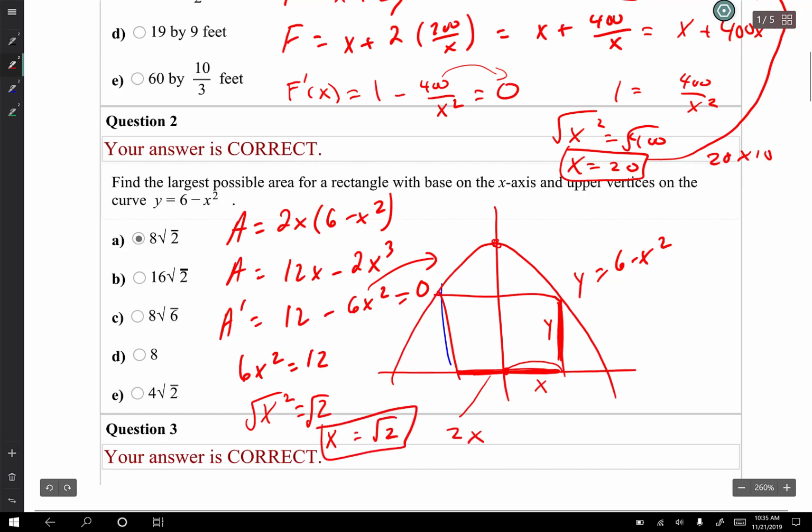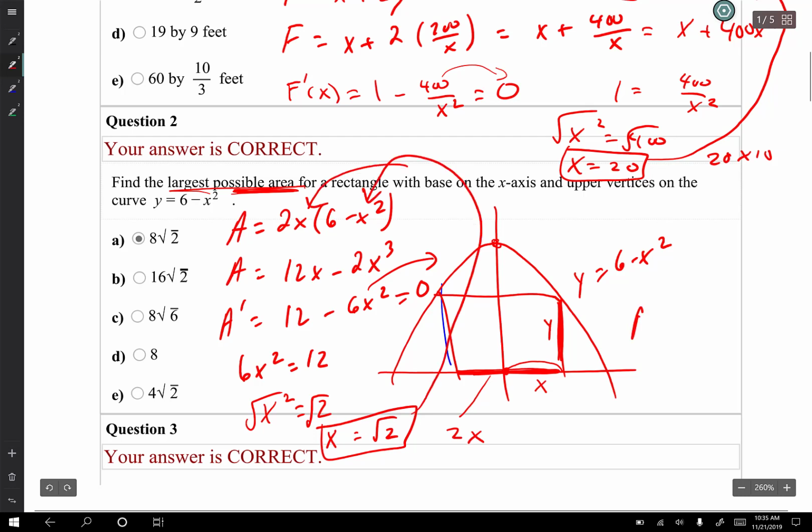All right. So now that I have that, it says find the largest possible area of the rectangle based on the upper vertices on the curve. All right, so they actually want the area. Find the largest possible area. So now that we got this, I'm just going to plug that number in here and in here.